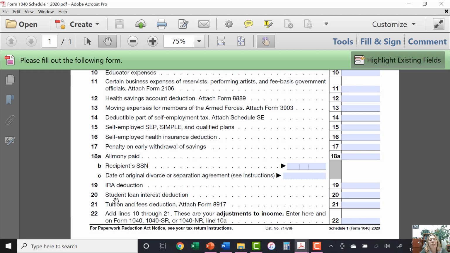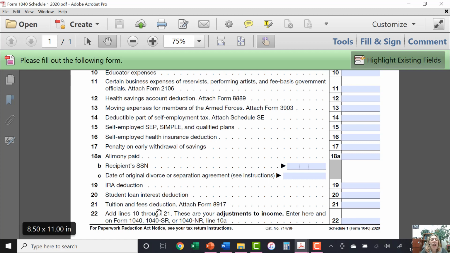IRA deduction, so if they're contributing to an IRA, they can get a deduction for that. The most common one we see is the student loan interest deduction. Normally they have a form that says this is what I paid, and then we can put that number in. The maximum for any return is $2,500. Hopefully nobody's paying that much in interest, but I'm sure it happens.